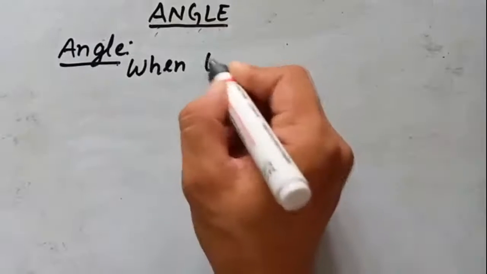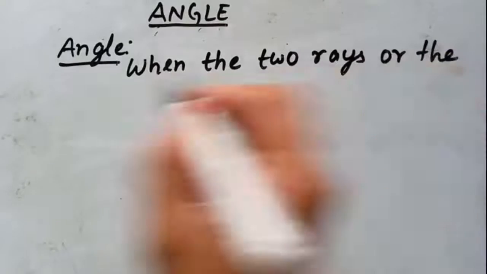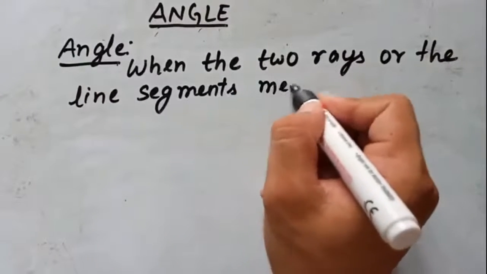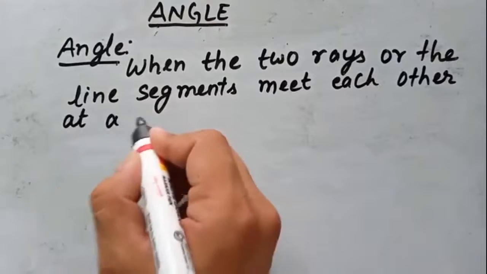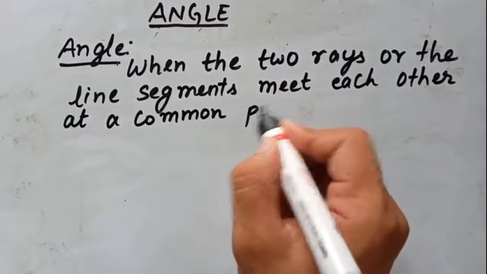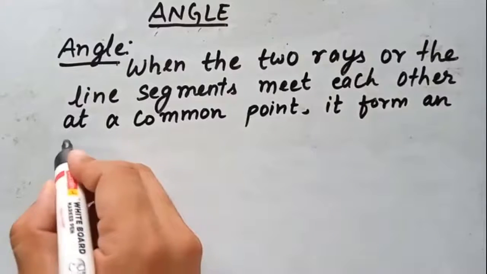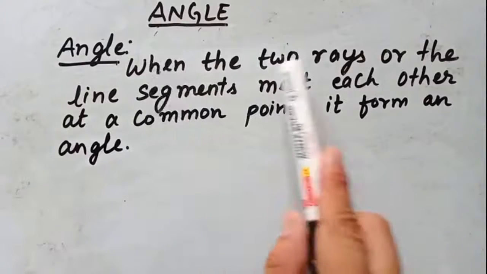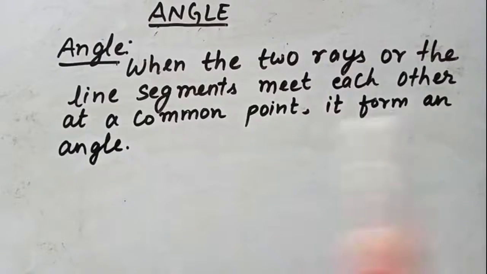When the two rays or the line segments meet each other at a common point, it forms an angle. So once again, when the two rays or the line segments meet each other at a common point, it forms an angle.